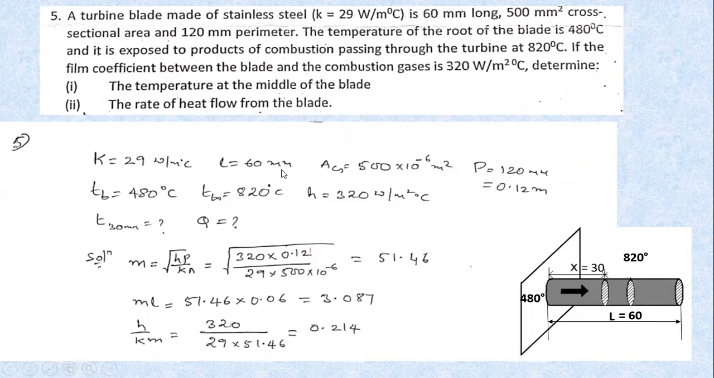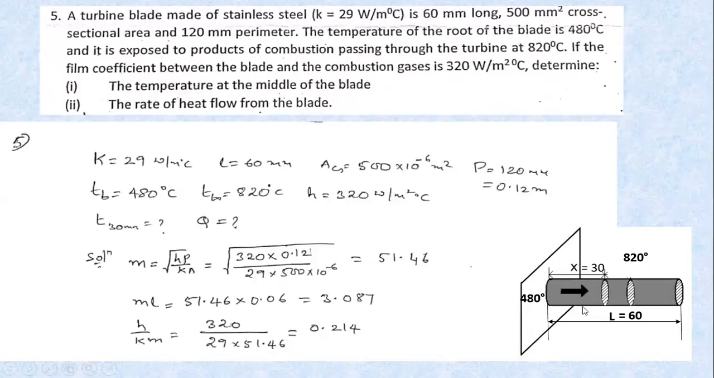The length of the fin is 60 mm, with a 500 mm square cross-sectional area. That means the area at the cross section is 500 mm square. The perimeter is 120 mm, that is 0.12 meter. The temperature at the root of the blade is 480 degrees centigrade.